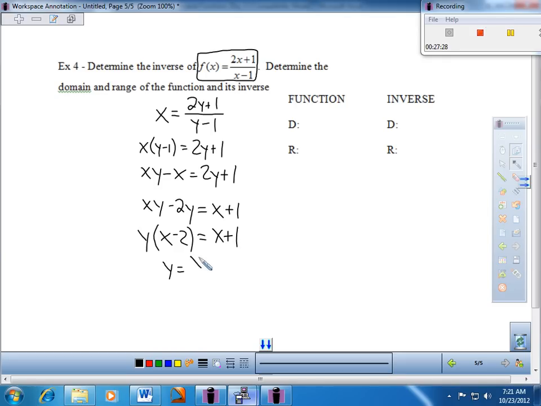I'm going to go ahead and bring over the x minus 2. And guys, I've got it. So this, in this case, will be the inverse of f of x equals x plus 1 over x minus 2. And I'm going to box that up. And that looks great. So we had our function, and now, of course, we have the inverse to that function.